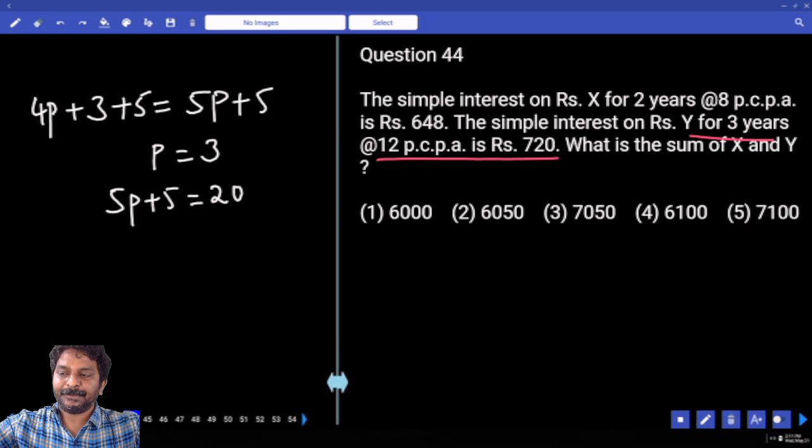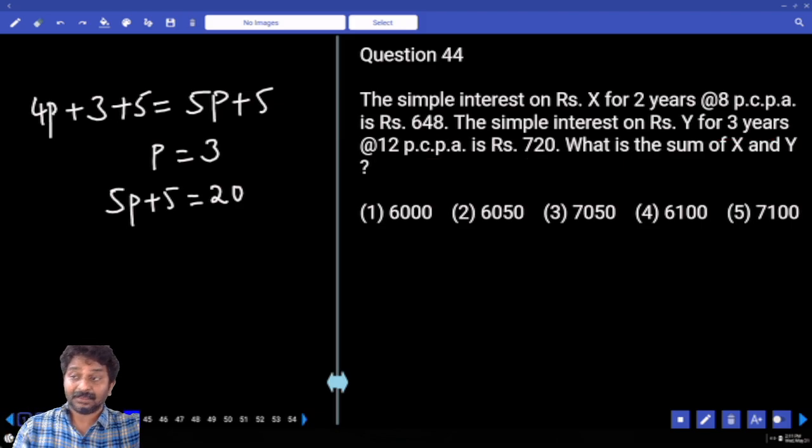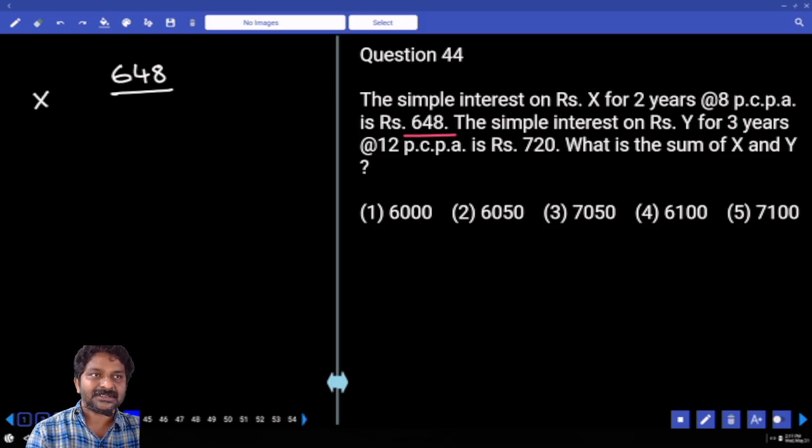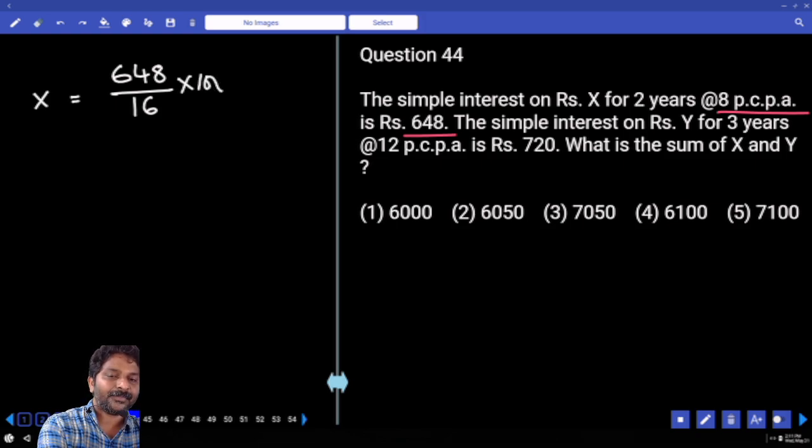Simple interest on X rupees for 2 years at 8% per annum is 648. Simple interest on Y rupees for 3 years at 12% per annum is 720. What is the sum of X and Y? Okay, fine. So now to get X value, how much interest did we have? 648. Simple interest, 2 years, 8%, 16%, 100% value in the sense into 100 only, which is equal to 4050.